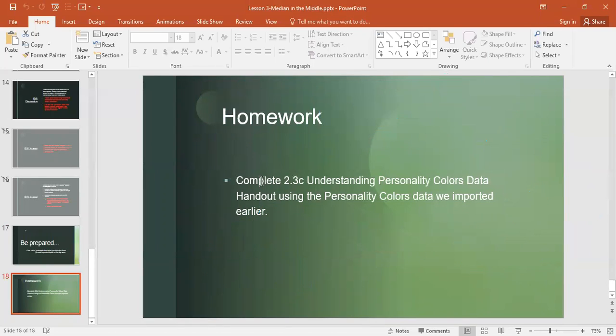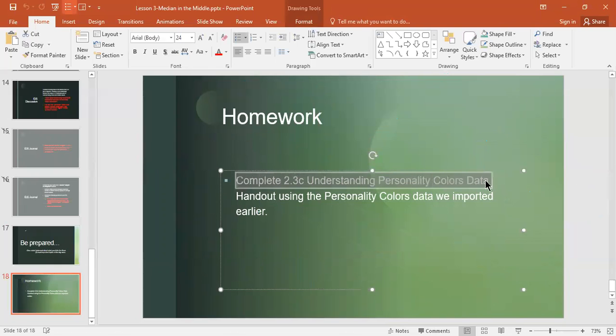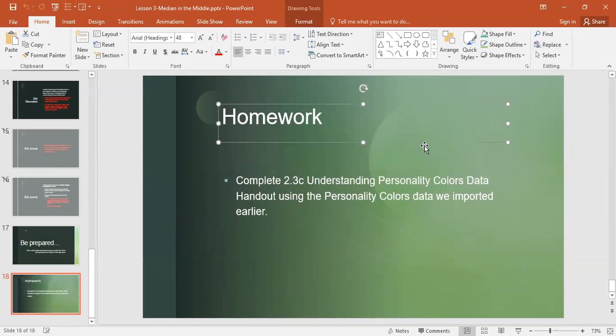Okay, so our homework, ladies and gentlemen, is you're gonna be doing the 2.3C, understanding personality colors data. What you're gonna do is simply find the mean and the medians for our scores for all the four different colors of personality that we had: the blue, green, orange, and gold. So you're gonna be finding the means and the medians using RStudio, and then comparing them and answering a few questions. It's the reason why we took the time to make sure that our data was downloaded, okay?